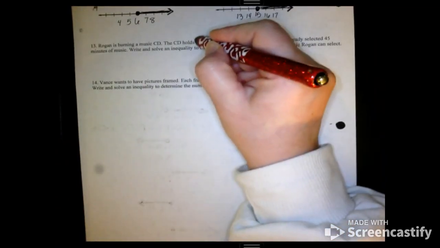Okay. All right. Rogan is burning a music CD. The CD holds at most 70 minutes of music. Okay. Right there is very important. At most 70 minutes.